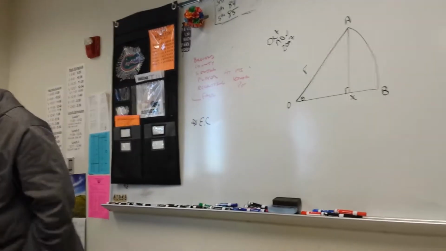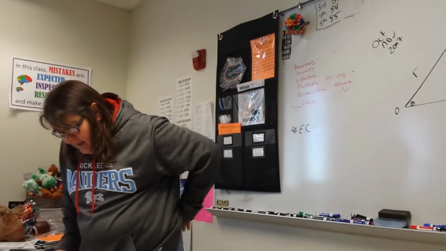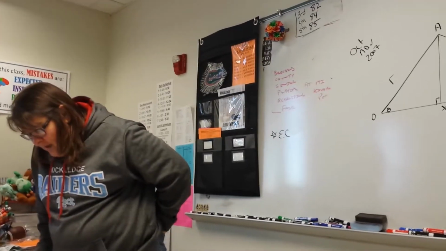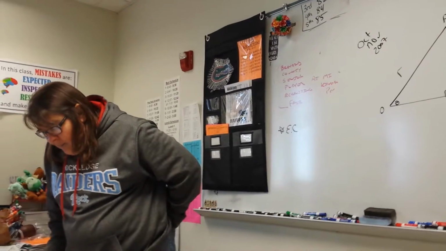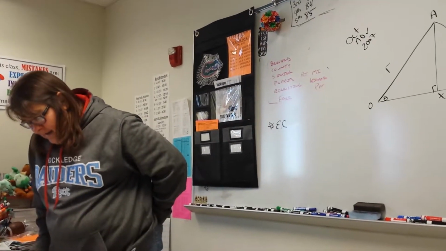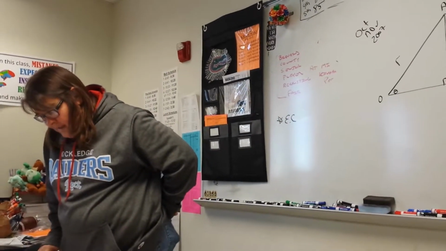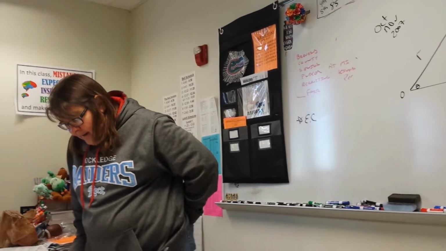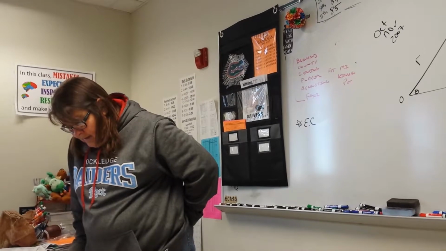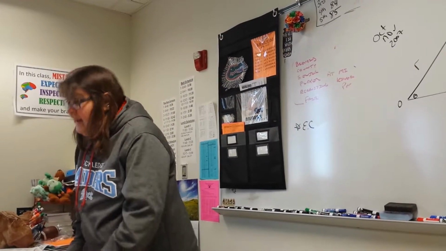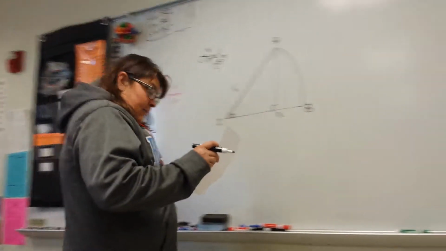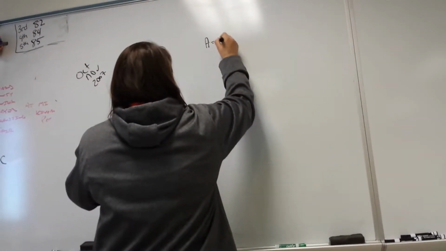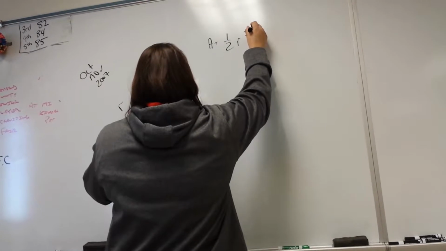It says, in the diagram, AB is an arc of a circle, center O, radius R, angle AOB is theta. The point X lies on OB and AX is perpendicular to OB. Okay, and then it says, show that the area of the shaded region is given by, and then they give you the answer of the area. So the area they're looking for, and remember your answer has to look just like this.